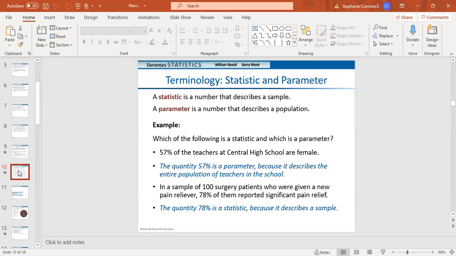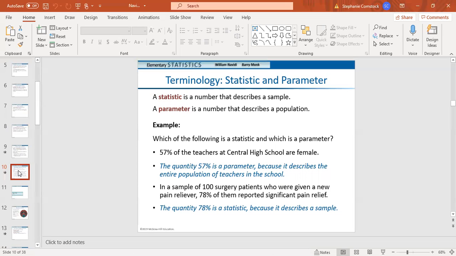So we've got, for example, 57% of teachers at Central High School are female. This is classed as a parameter because we're talking about all of the teachers at Central High School. So that would be the entire population, all of the teachers. In a sample, now they already gave me that word sample right there, so I kind of already know where we're going. Of 100 surgery patients who were given a new pain reliever, 78% of them reported significant pain relief. That would be a statistic.